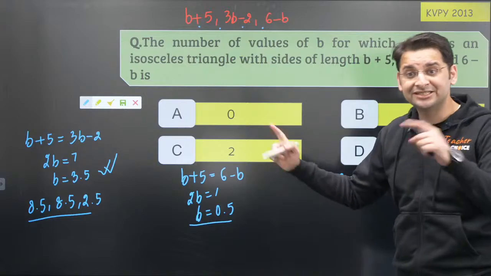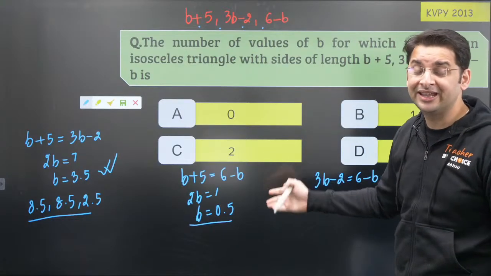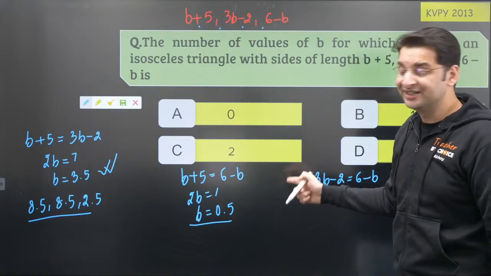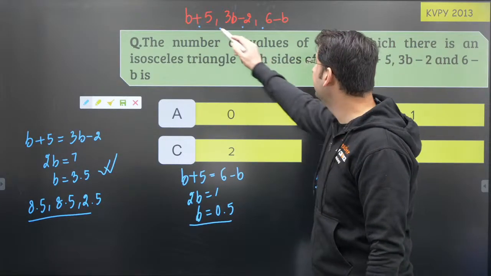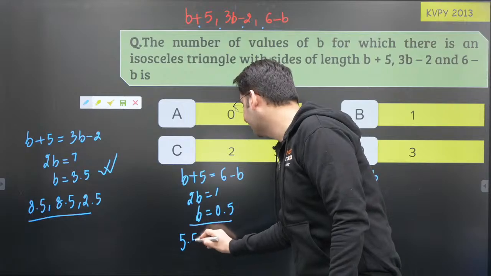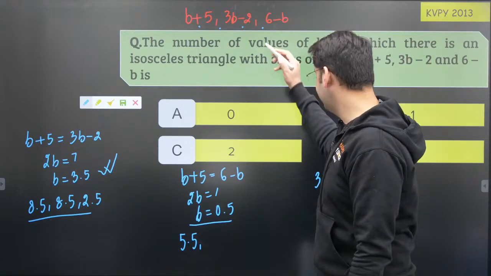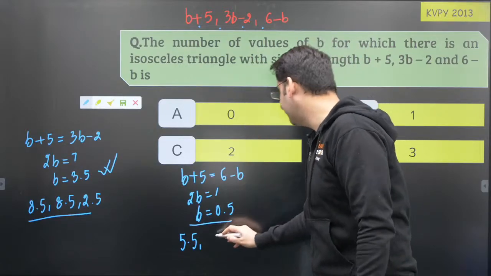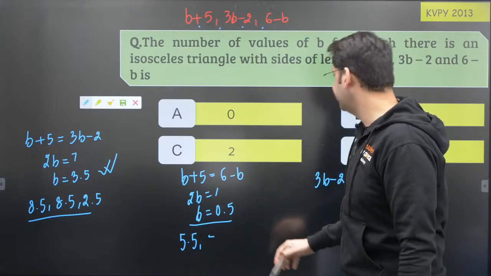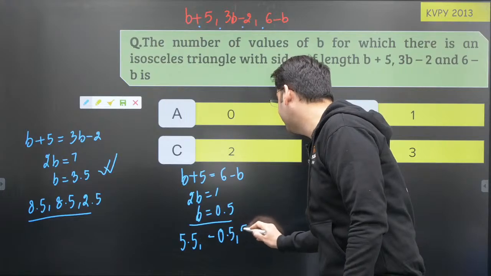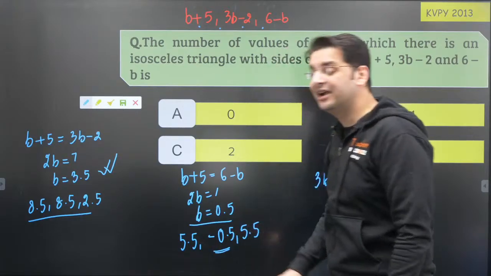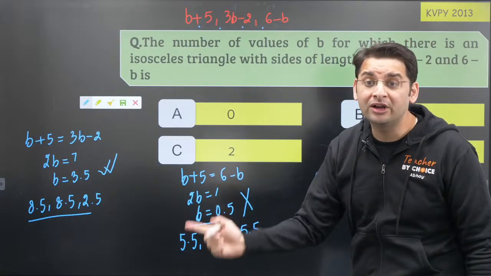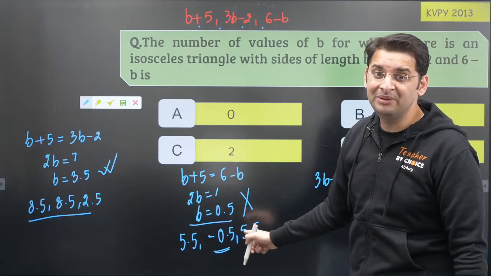अब बच्चों दोबारा मुझे चेक करना है कि भाई अगर B सच में 0.5 है, क्या ये ट्राइंगल बन पा रहा है या नहीं. So this is where the trick is. So if B is 0.5, so first side will be 5.5. The second side will be 3 into 0.5 minus 2. So it will be minus 0.5 and third side will be 5.5. So यहाँ से देख रहे हो एक साइड नेगेटिव आ गई, इसका मतलब ये ट्रायंगल नहीं बनेगा. So this value of B will not be accepted.